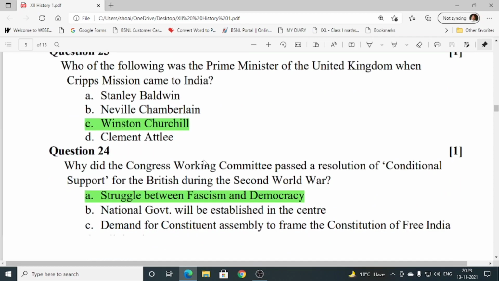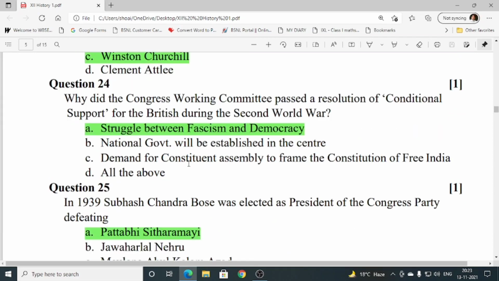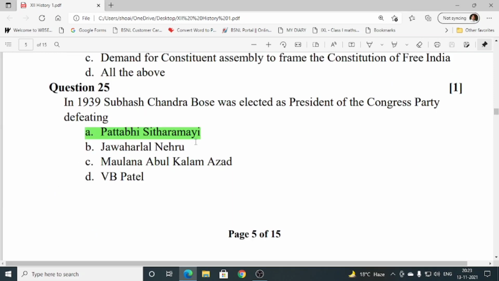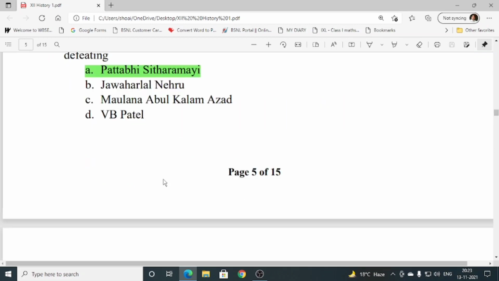Then next, number 24, why did the Congress Working Committee pass the resolution of conditional support for the British during the Second World War? That means the struggle against fascism and democracy, because that struggle was between fascism and democracy. For that reason, the Congress Working Committee passed a resolution. Number 25, in 1939, Subhash Chandra Bose was elected as president of the Congress Party by defeating Pattabhi Sitaramayya. Okay, A is the correct one.